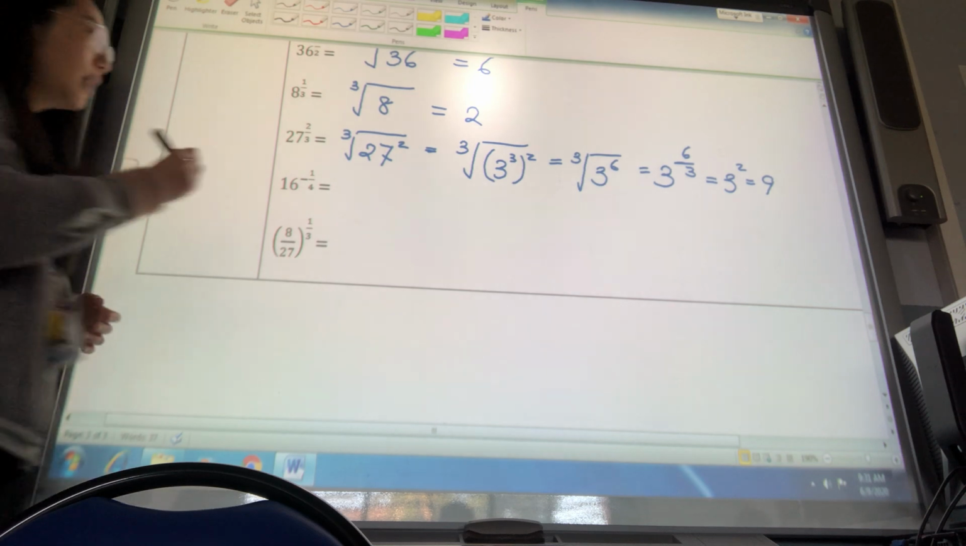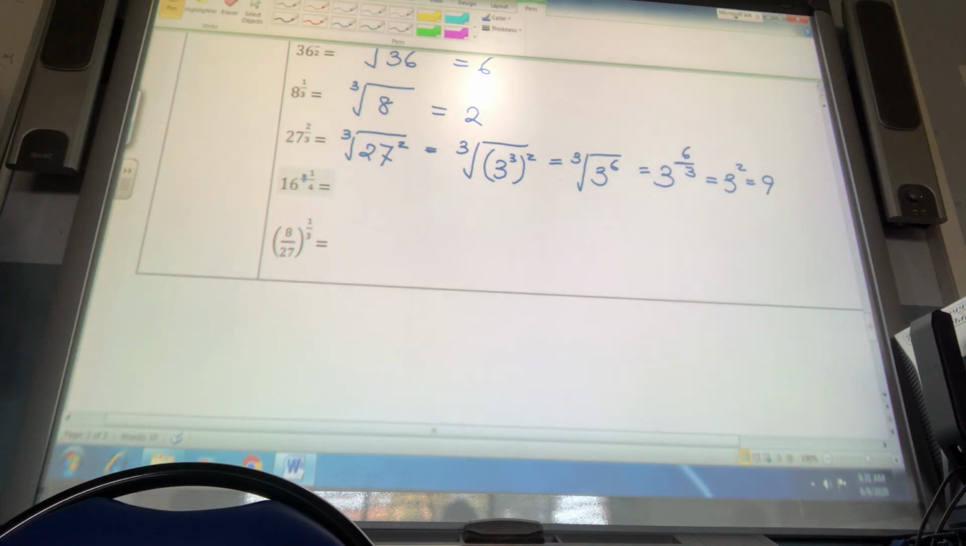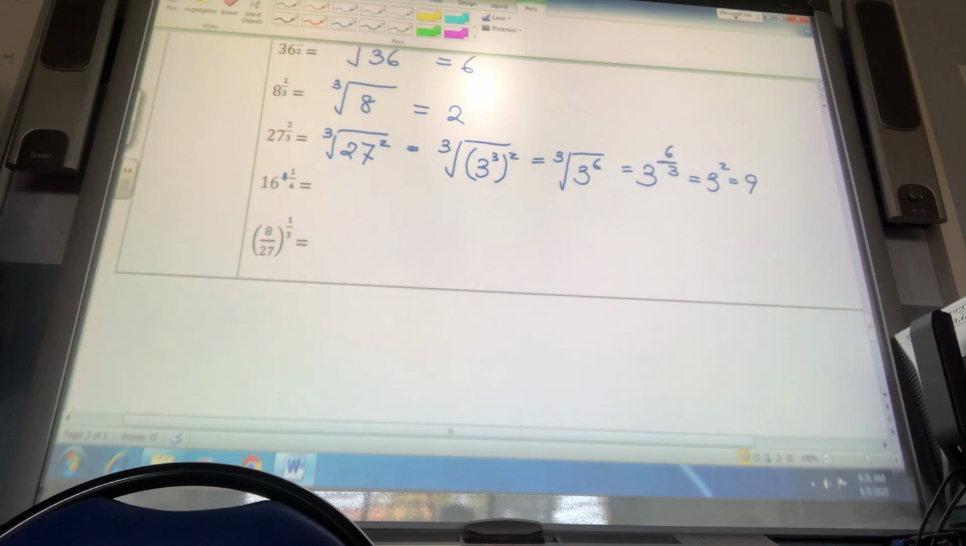Actually, for the next question, let's just do 16 to the power of 1/4. Just do positive, change the negative to positive. Because I want you to also try using the method I just did to do it. So don't use the calculator, use the method I just did. Yep, the long one. So try it first.